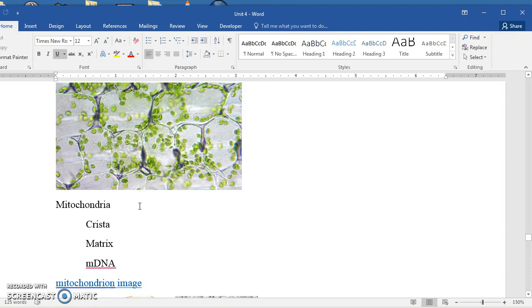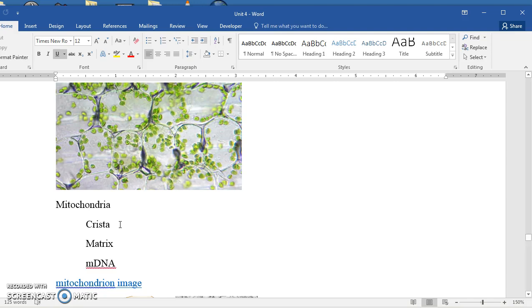Another organelle that's very important in energy transformation would be the mitochondrion. Mitochondria would actually be plural. And the mitochondrion has a double membrane. The inner membrane has folds to it, and each fold is called a crista. Cristae would be plural.